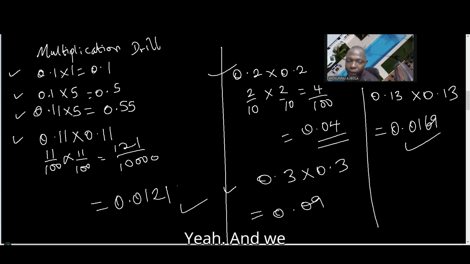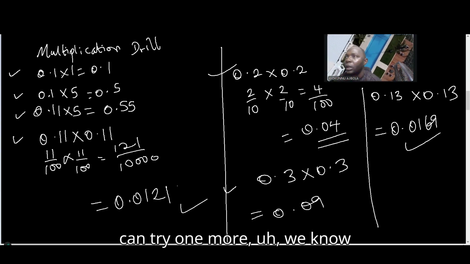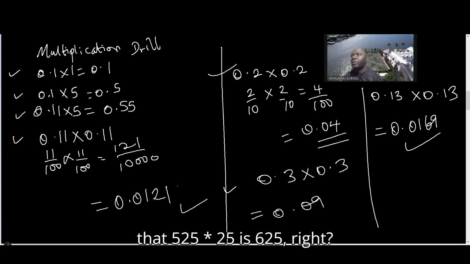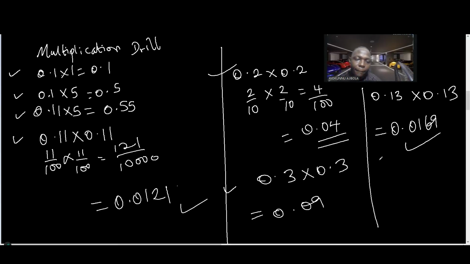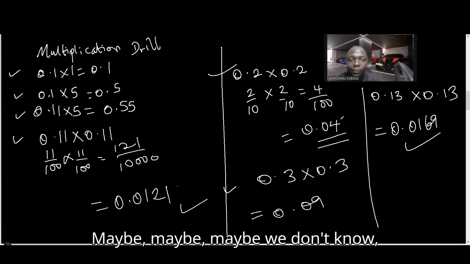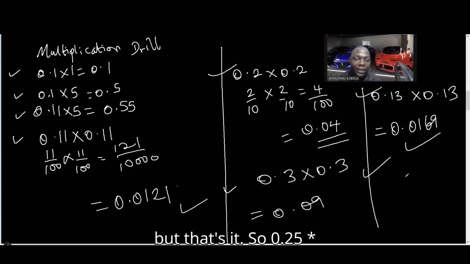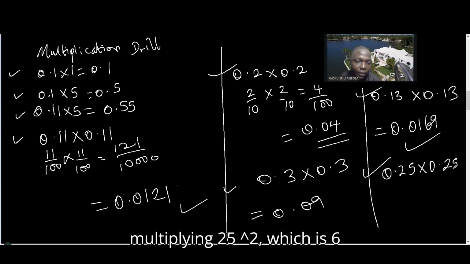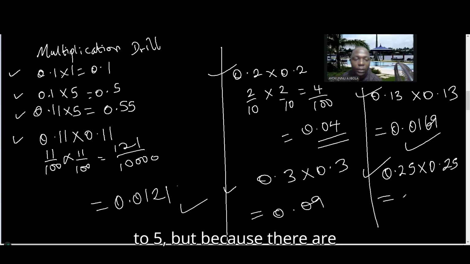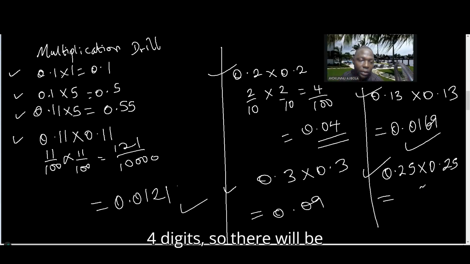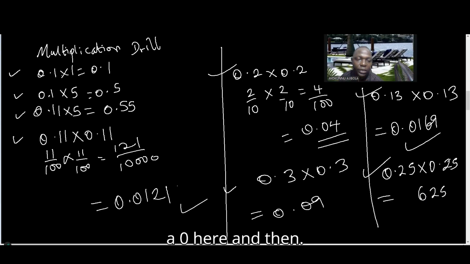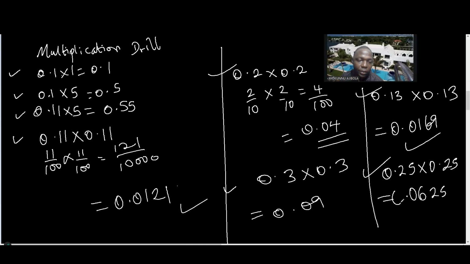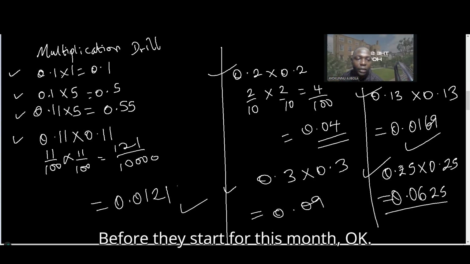Yeah. Maybe we can try one more. We know that 25 times 25 is 625, right? Maybe we know, maybe we don't know, but that's it. So 0.25 times 0.25. It's as good as multiplying 25 squared, which is 625. But because there are 4 digits, there'll be a 0 here and then a point here. 4 digits after decimals, okay?